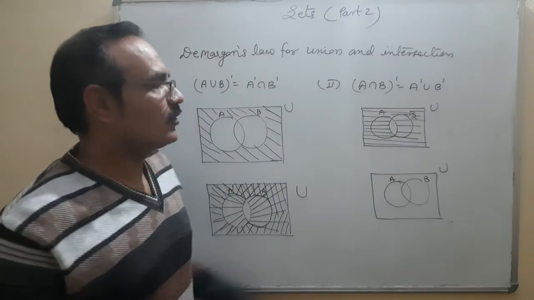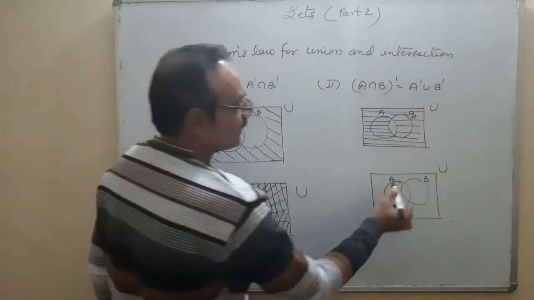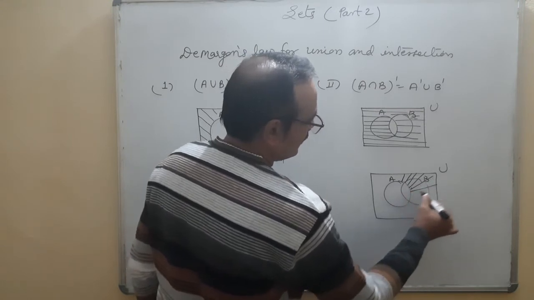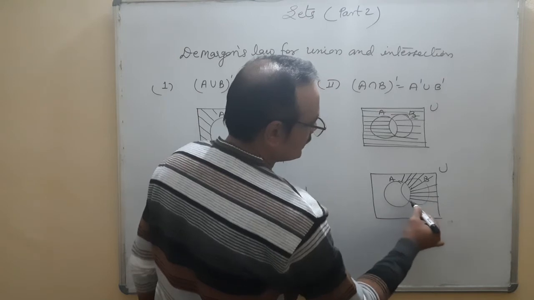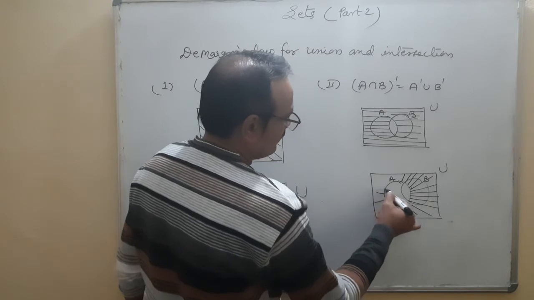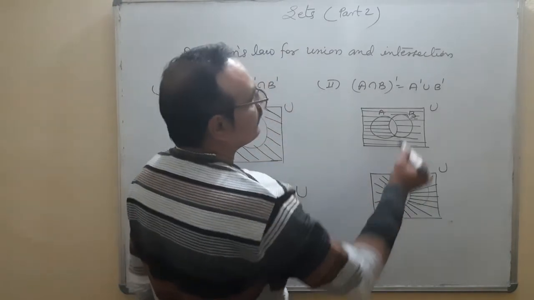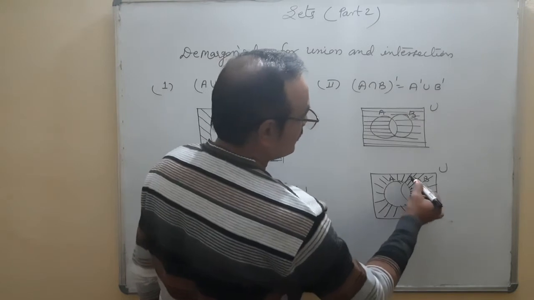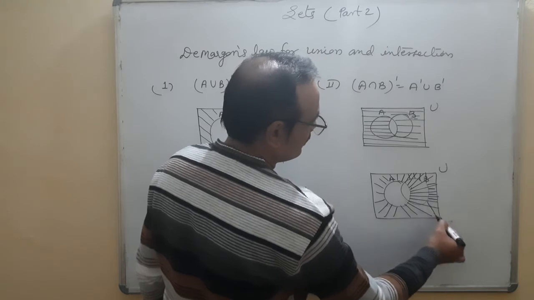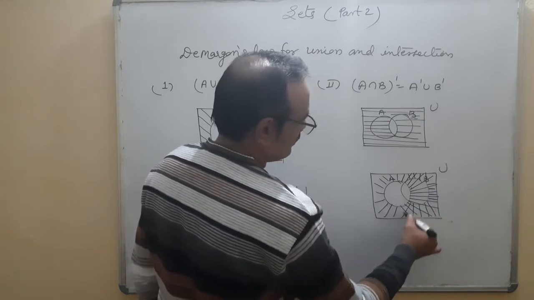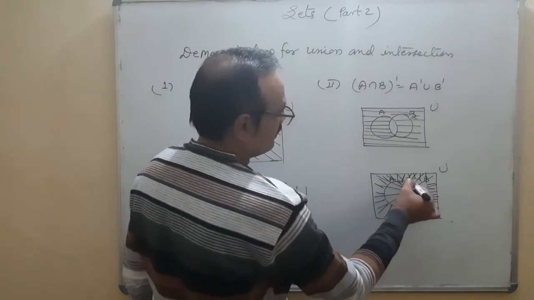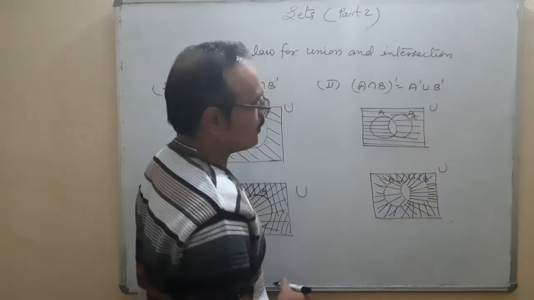This is the portion. Now let us see A complement. A complement. That means away from A, everything. Here we'll have to again check it by two shaded portion, double shade. Okay. B complement. This is B, away from B. Away from B. A complement union B complement.